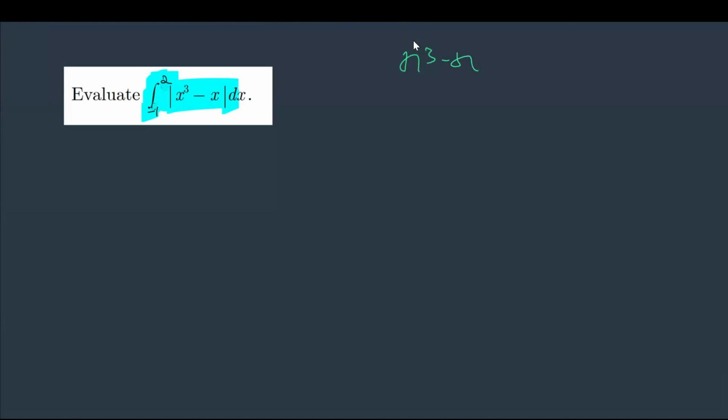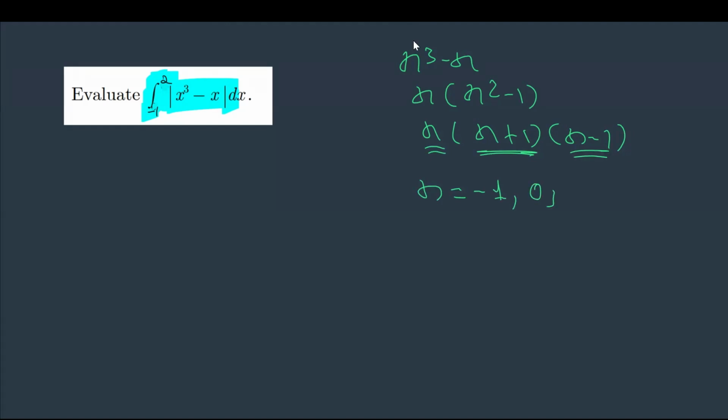This is x cubed minus x. So I can take x common, that will give you x squared minus 1, on further factorizing as a plus b into a minus b. So check from here, on equating with 0 we get minus 1, equating this with 0 we get 0, and equating this with 0 we get positive 1. And check for the limit here, it's minus 1 to 2, so 2 should also be included over here.